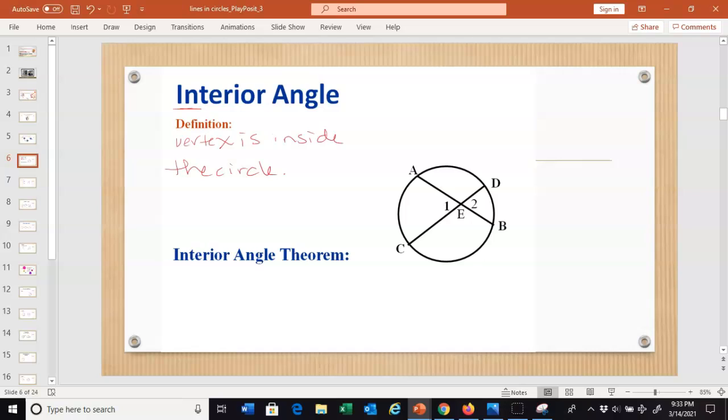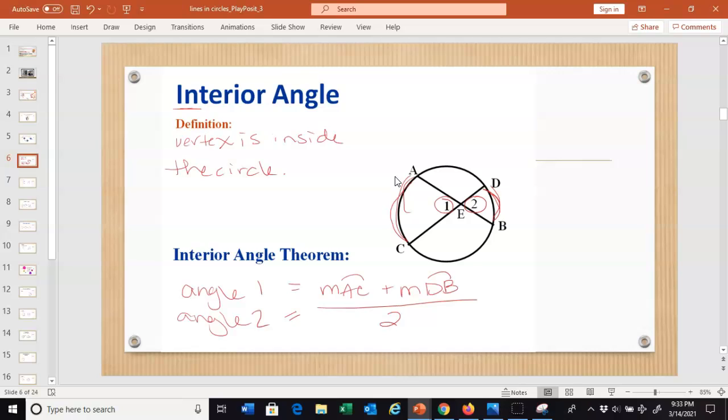Of course, there's an interior angle theorem, and that tells us that angle 1 equals the measure of arc AC plus the measure of arc DB, divided by 2. This is just an example with these letters, but to find this interior angle, actually either one of these, so we could say angle 2 also equals this, all you do is take the two arcs that are covered by those angles, add them together and divide by 2. You're finding that average.